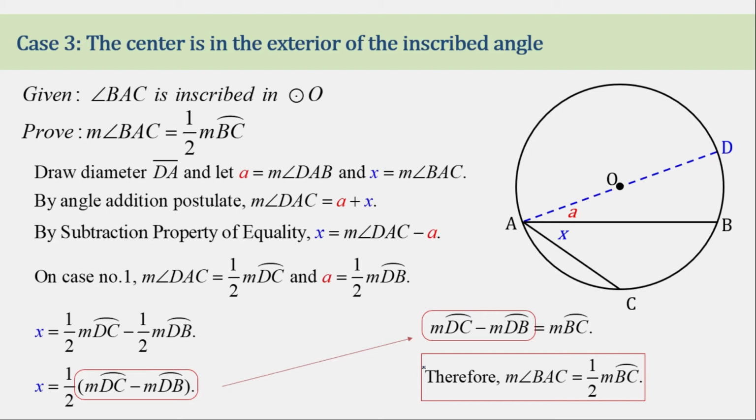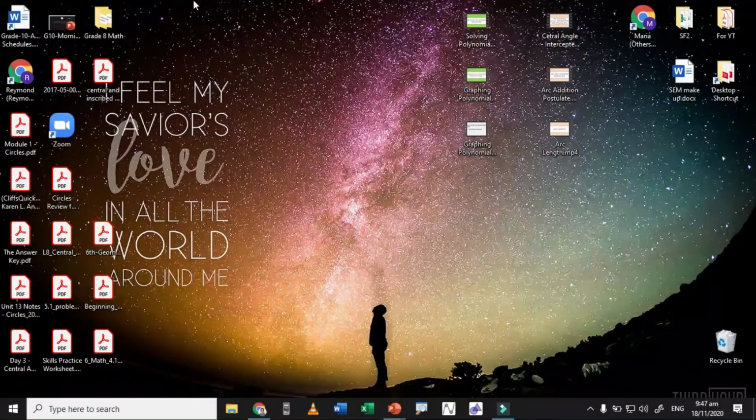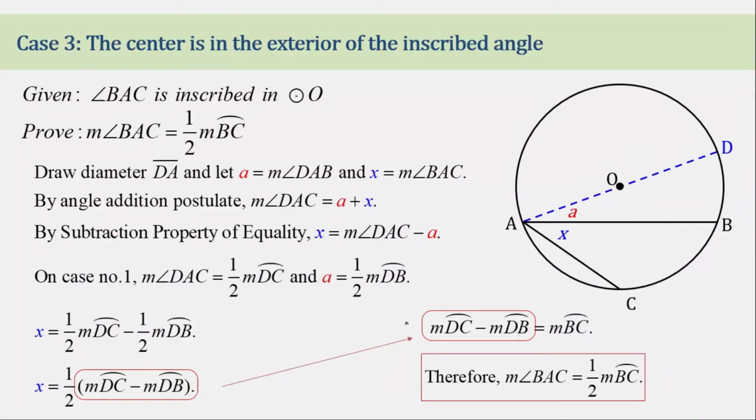Now we have proven the theorem that the measurement of the inscribed angle is equivalent to 1/2 of the intercepted arc in all cases of the inscribed angle. So therefore, with good heart and with confidence, we can say that this theorem is true. Now let's go with some examples on how to answer questions involving inscribed angle and intercepted arc.